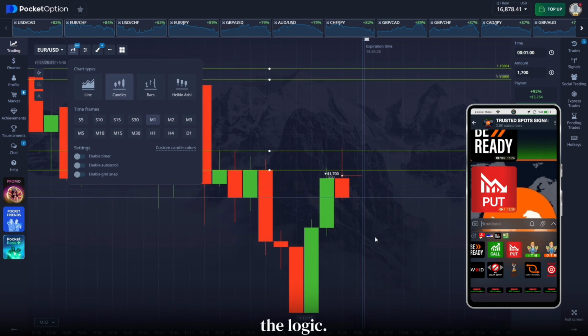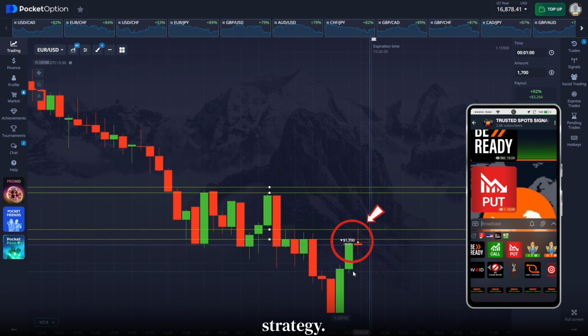Let's understand the logic. It's the same trading strategy. This was the recently formed resistance.